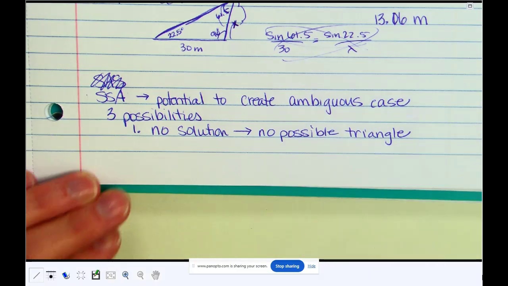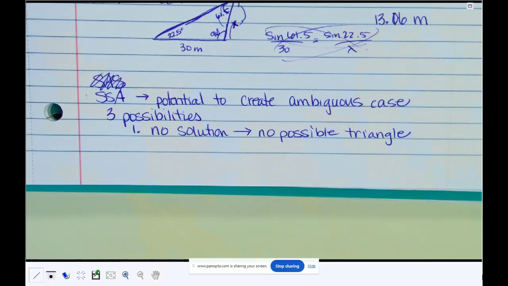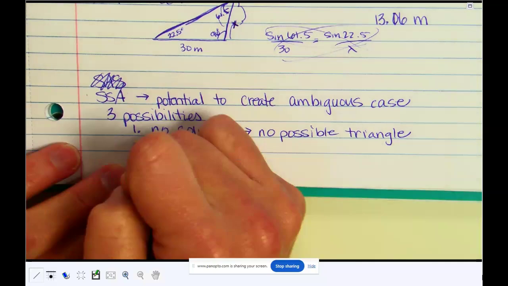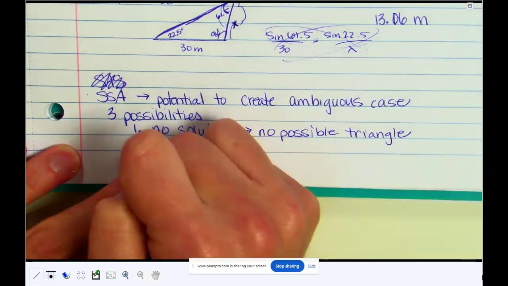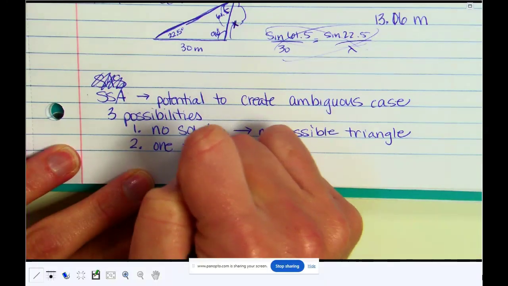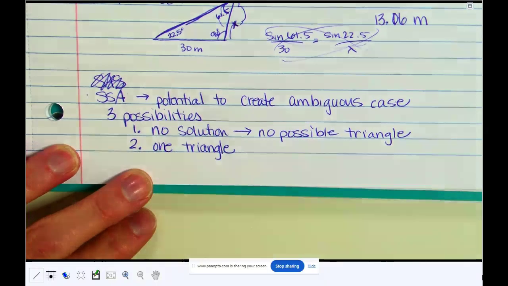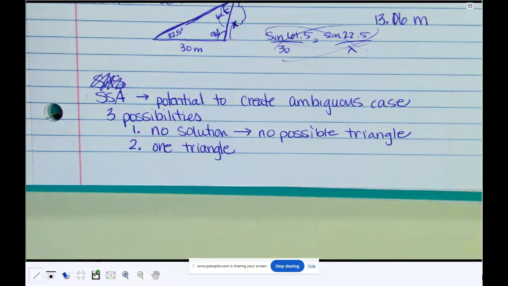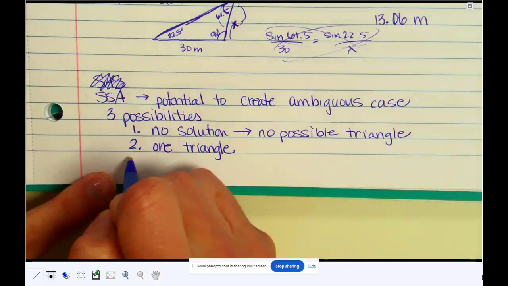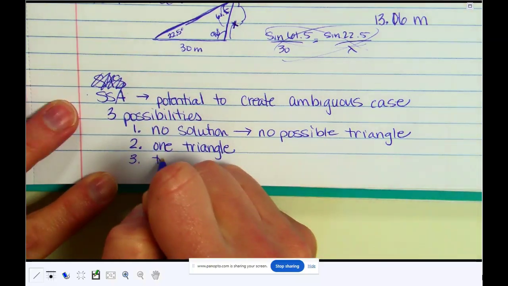You'll know it's no solution if you go to solve it and it doesn't work. Like, that's easy. You don't have to think about it. You'll just do sine inverse or something and it won't work. And we'll talk about each of these in just a second. The second one is that there's one triangle, just like the ones we did. That's pretty self-explanatory. One triangle is one triangle. But the ambiguous case, that's the thing that we're talking about, is there actually could be 2 triangles.